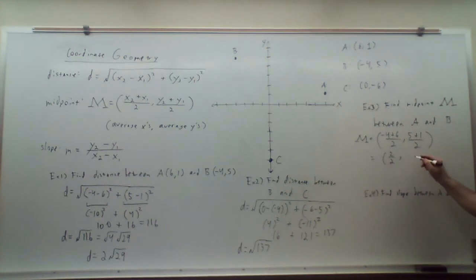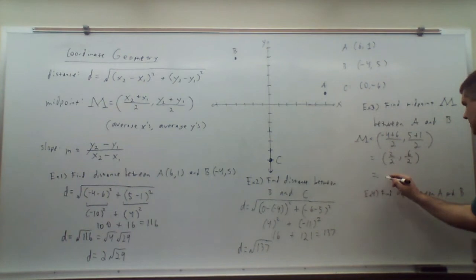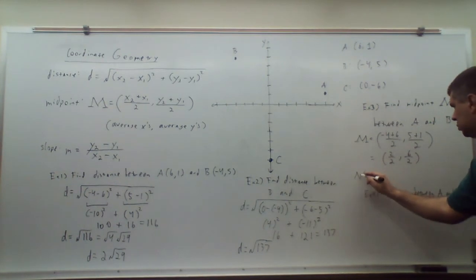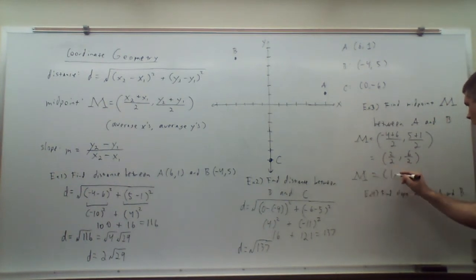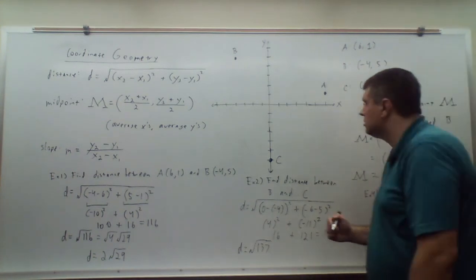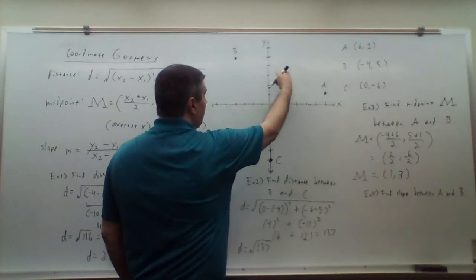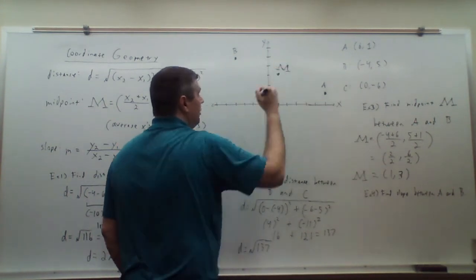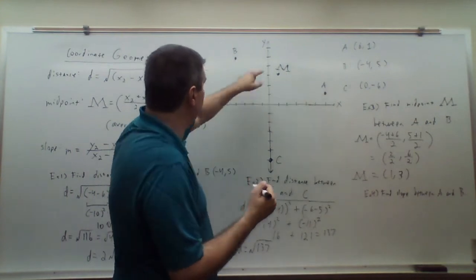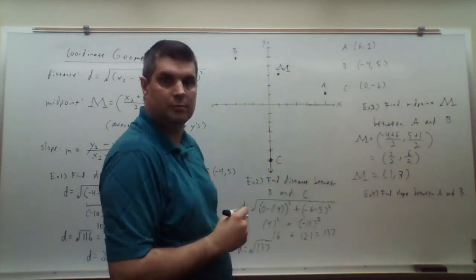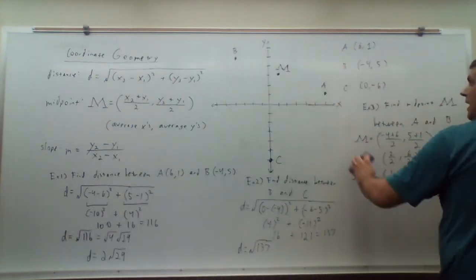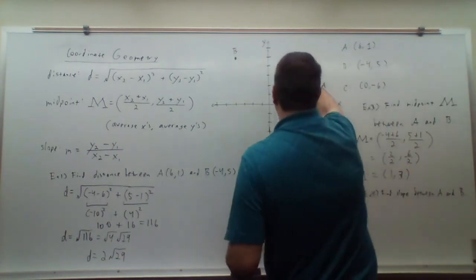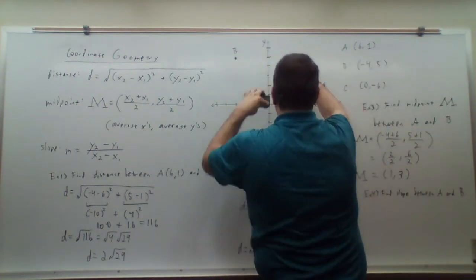Okay? So negative 4 plus 6 is 2, and 5 plus 1 is 6. So the midpoint is (1, 3). I'll go ahead and plot it. So (1, 3). And if you notice, it's halfway between the two. Okay, I'll write it a little bit more neatly. Or try to.